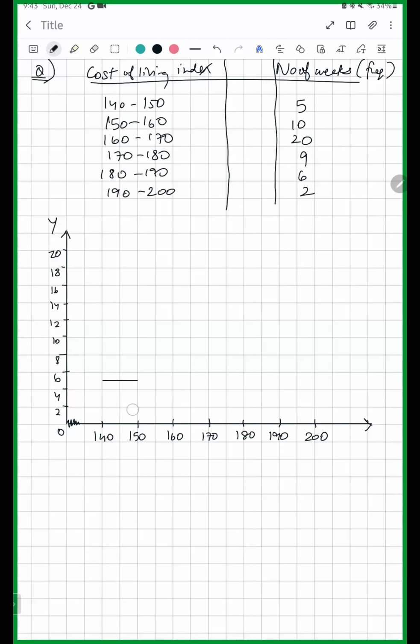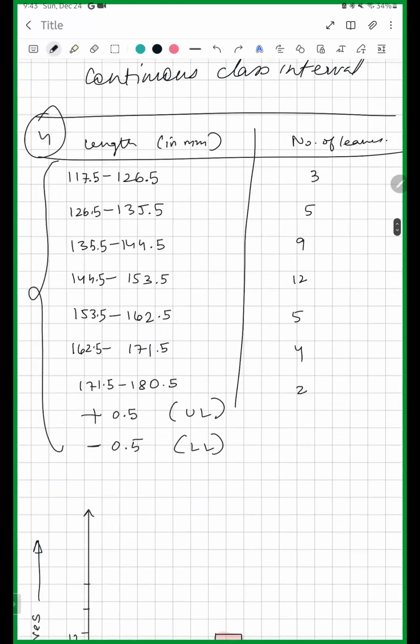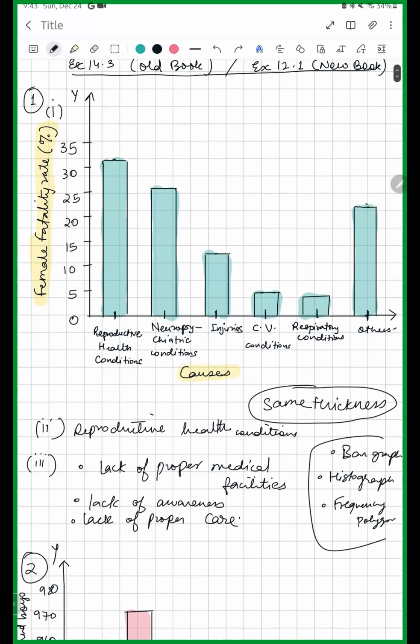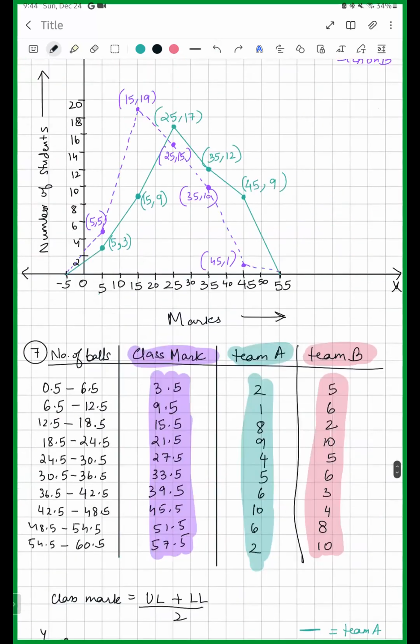This is not a bar graph. Remember, in a histogram, the bars or the rectangles will be between these two markings. Whereas for our bar graph, the rectangle was not between two markings, but each marking had its own separate rectangle. That is one of the differences between a histogram and a bar graph.